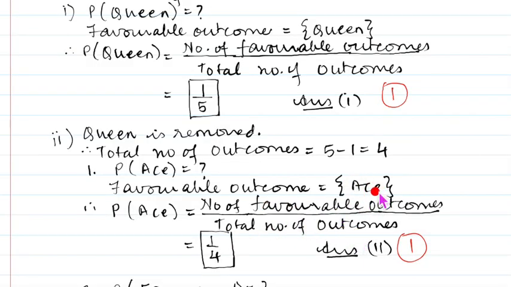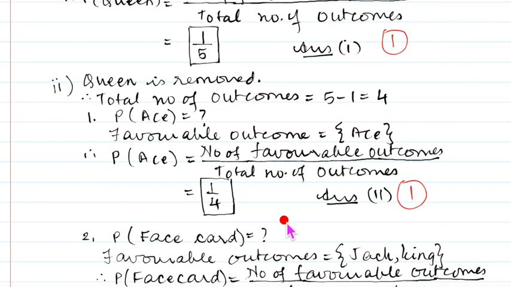Favorable outcomes is just 1. Total number of outcomes is 4. So 1 upon 4. And that's again your 1 mark given to you.